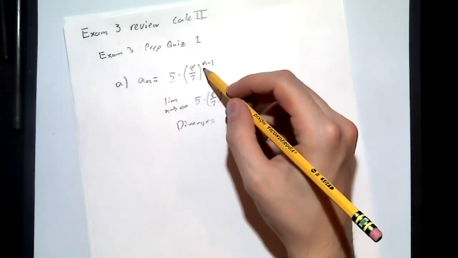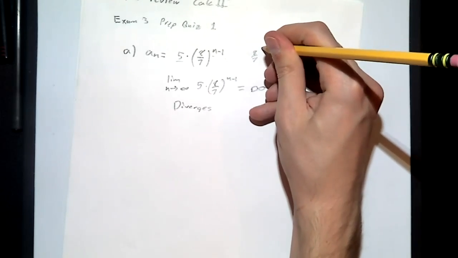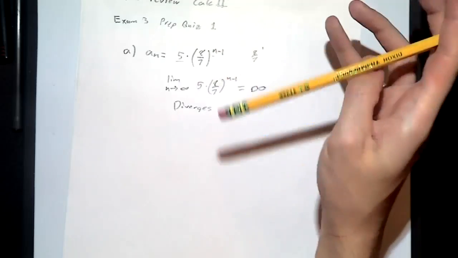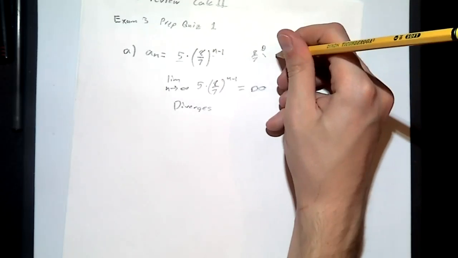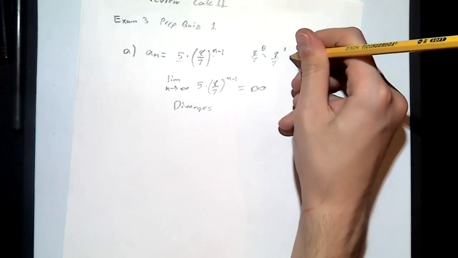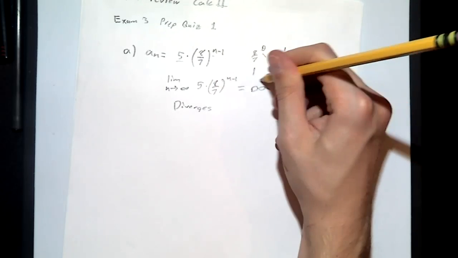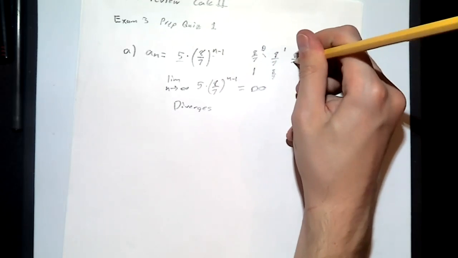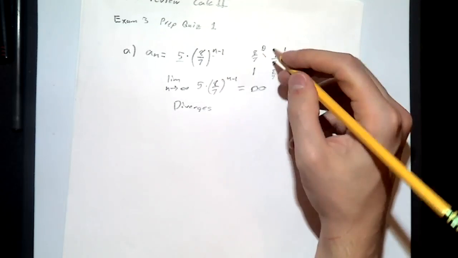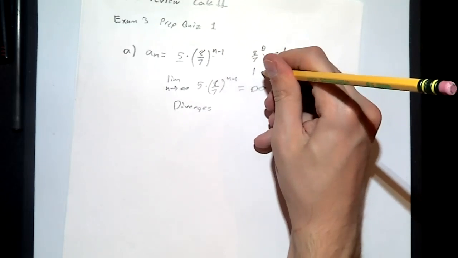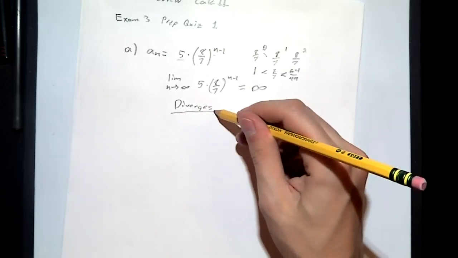So again, because this is n minus 1, if n equals 1, it'd be 8 over 7 to the 0 at the start. And then we have 8 over 7 to the first. And from here we go 1 to 8 over 7, which is greater than 1, and 8 over 7 squared, which would be 64 over 49, which is greater than that. So we'll notice a trend like this. And since the numbers increase, it goes to infinity, diverges.